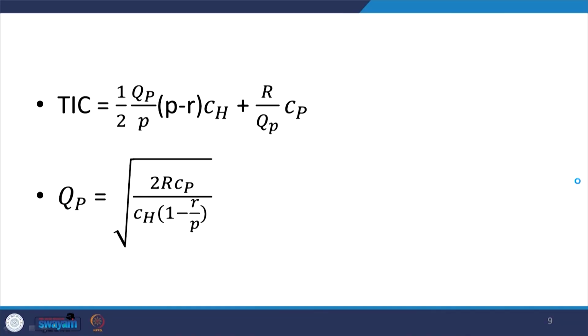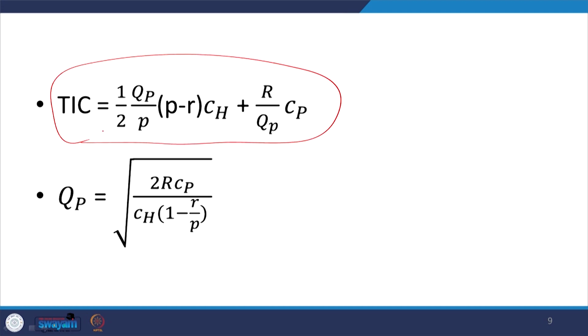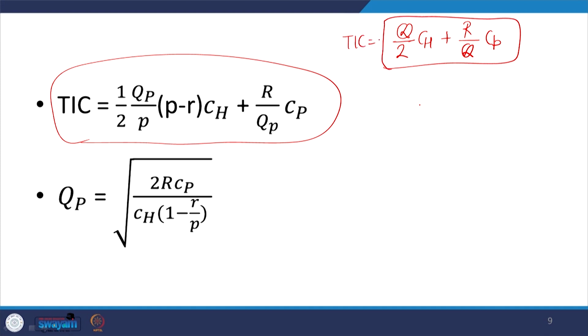So, our basic EOQ model can very well help in this type of situation, and here our total inventory cost, if I see the original formula which was there when we developed the basic EOQ model, that was Q by 2 into CH plus R by Q into CP. That was the original formula for total inventory cost.